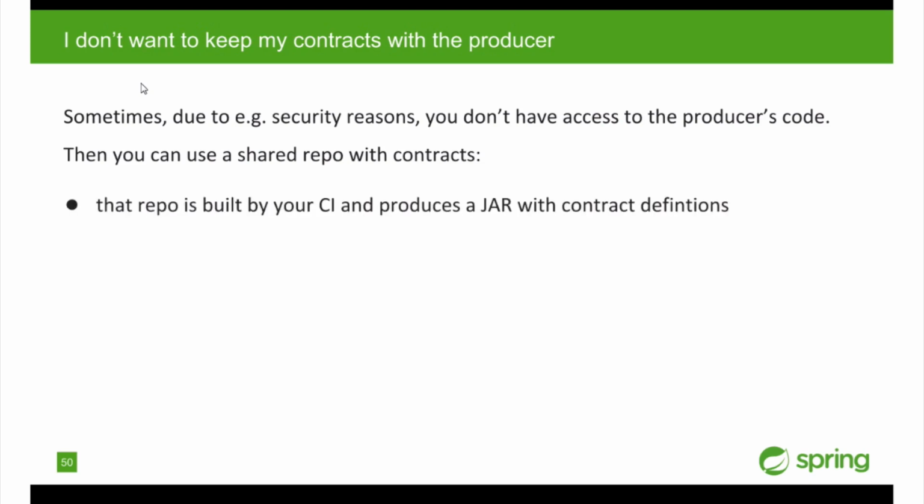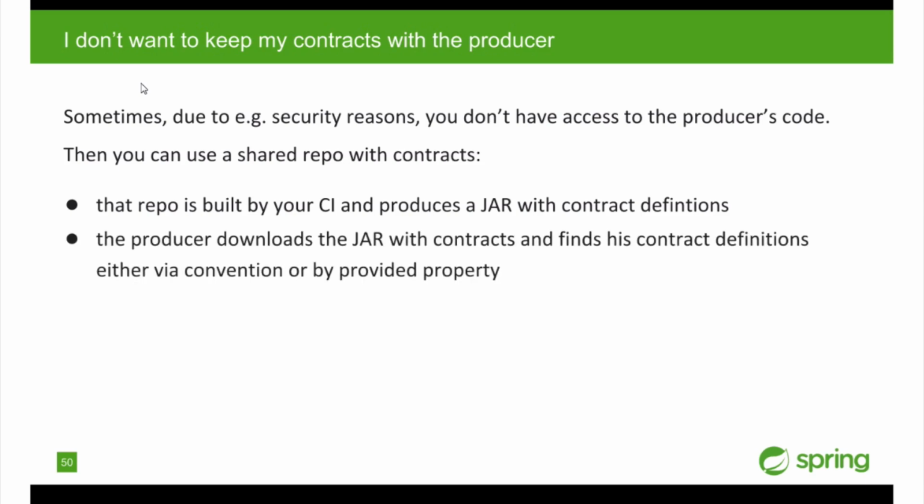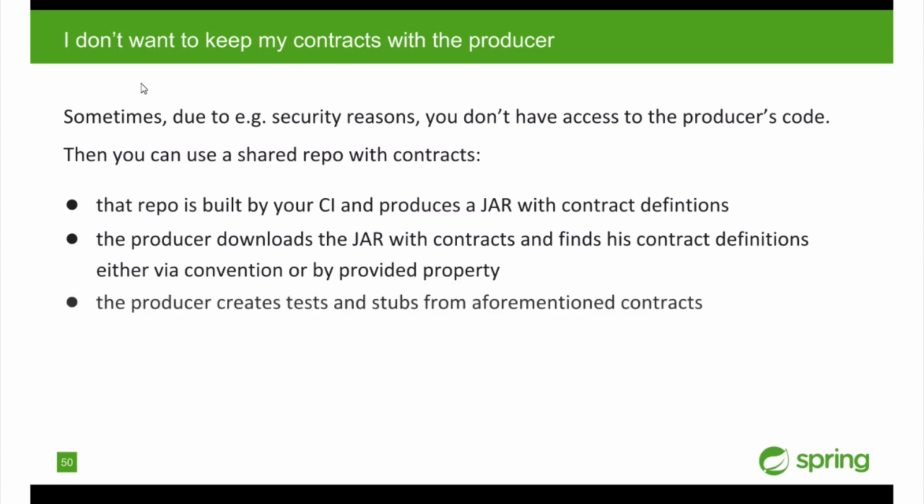What's important to remember here is that the repo with contracts is also built by your CI. So it produces a jar with contract definitions. Then the producer downloads that jar. You can configure that in the Spring Cloud Contract Maven plugin, and it finds its own contract definitions, either via convention or you can override it. The convention is that the folder with the contracts for the producer lives in a folder that is group ID, artifact ID separated by slashes. The producer creates tests and stubs from those contracts. So again, we are verifying whether the contracts are valid against the producer.